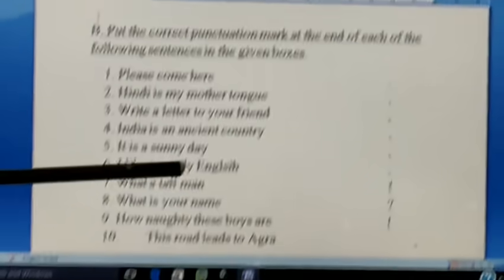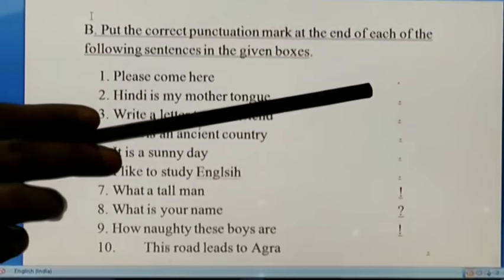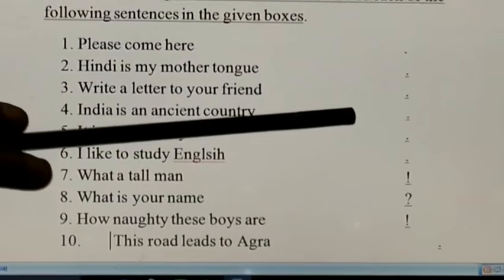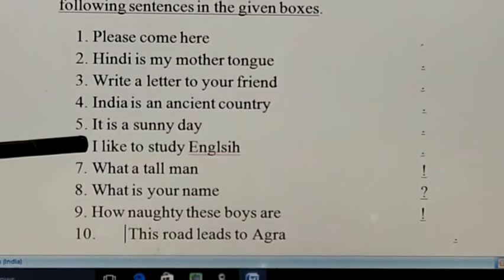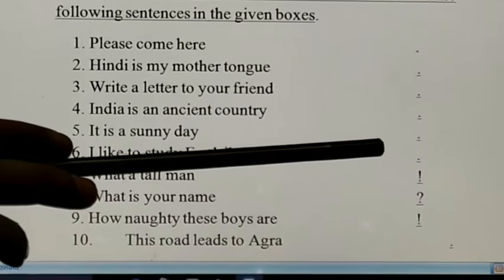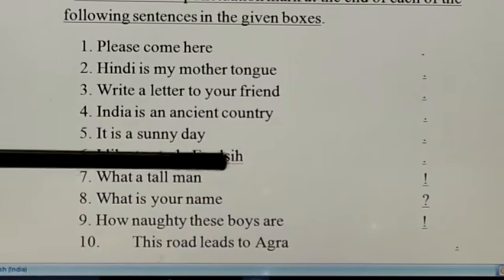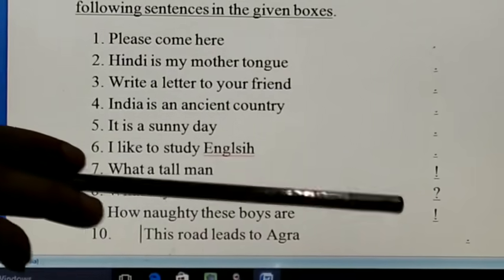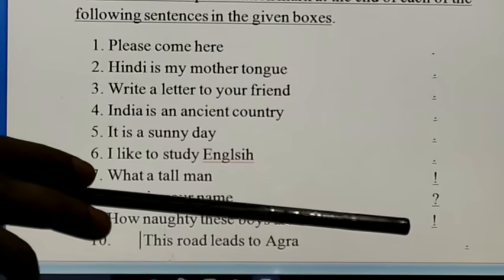Okay. So first one is full stop. What are you going to write in the first box? Full stop. In second box also full stop. In third box you are going to write full stop. In fourth one also full stop. In fifth one also full stop. In sixth one also full stop. In seventh one you are going to write exclamation mark. In eighth one you are going to write question mark. In ninth one you are going to write exclamation mark. And in the last one, means 10th one, you are going to write full stop.